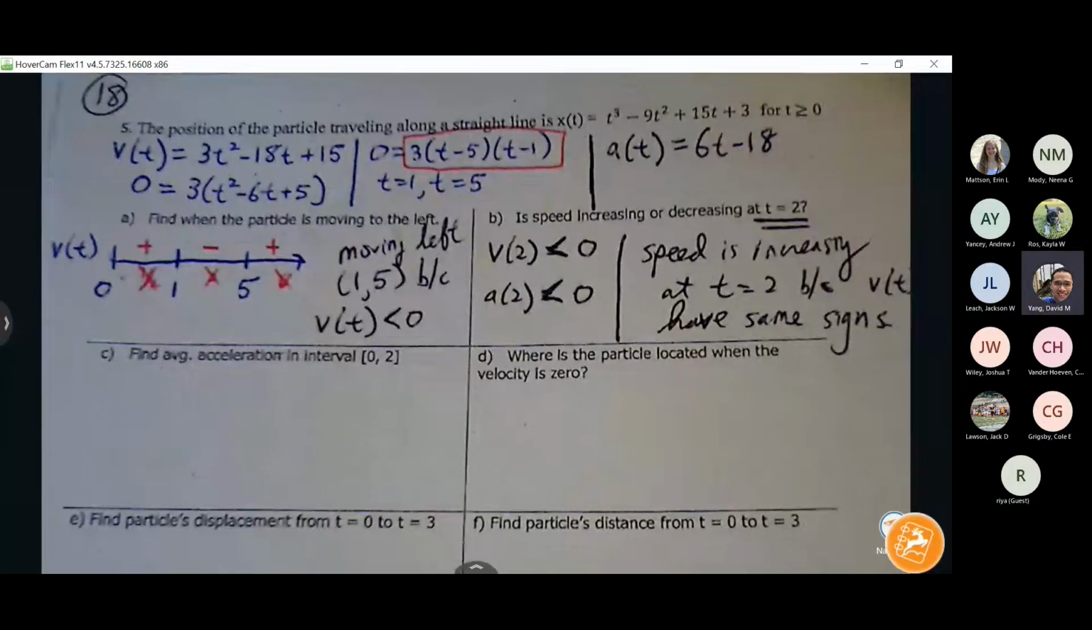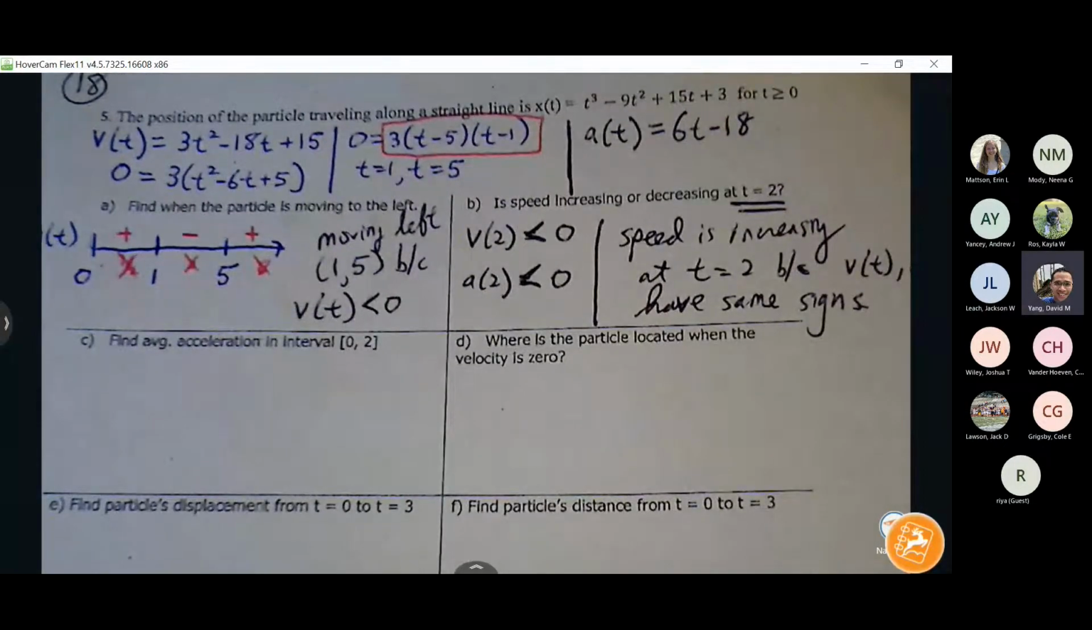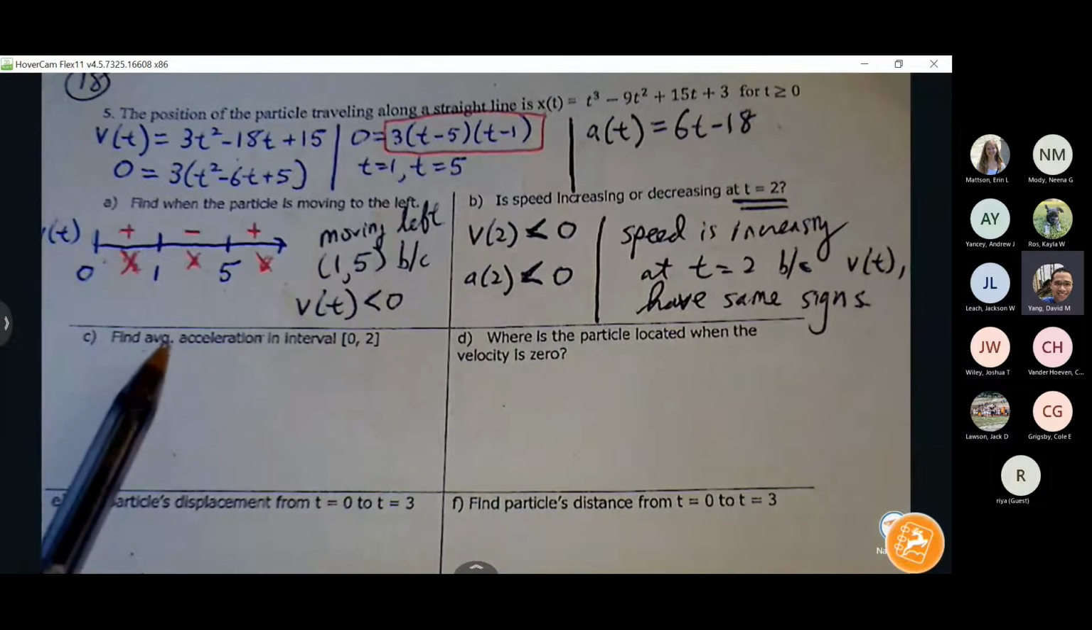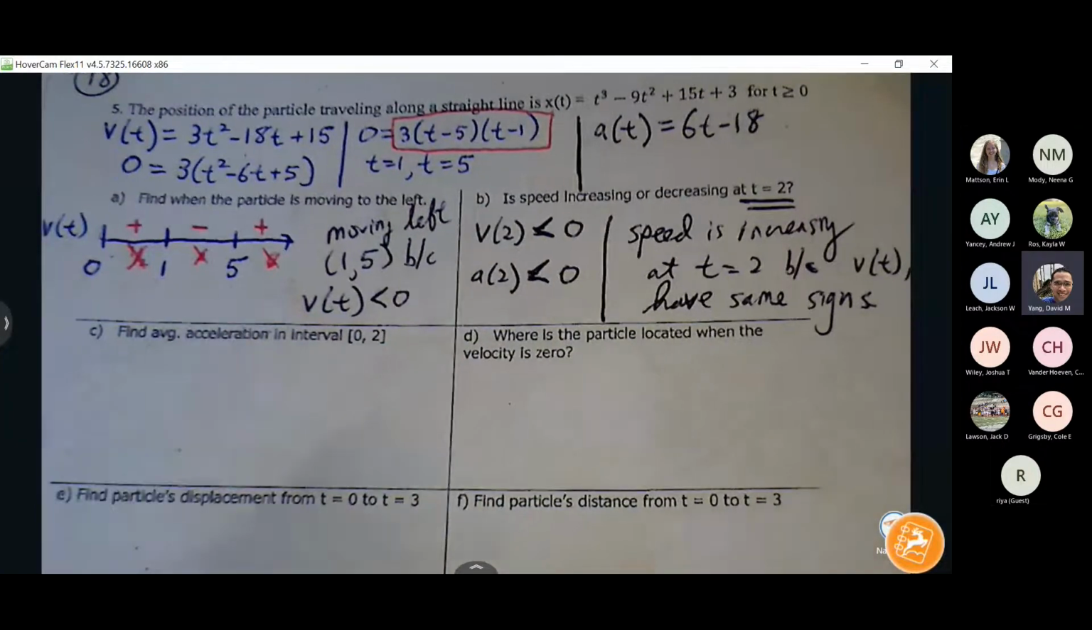Okay, part C, find the average acceleration. So anytime you see the word average, you know that there's something tricky going on here. Let's review. We've seen average velocity, right? How do you define average velocity? Change in position over change in time. So average velocity, we're going to take the function above it, right? So the one above it is position. So you have to do change in position over change in time.